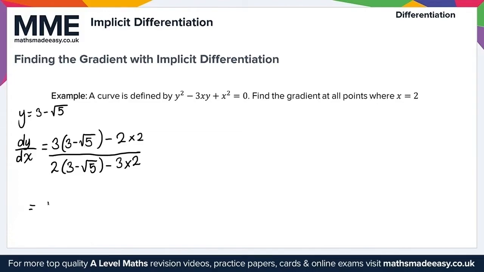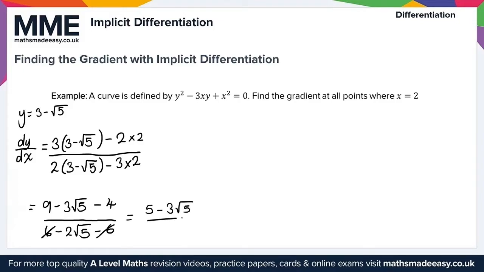Well, 3 times 3 is 9, and we get minus 3 root 5. We still get minus 4 here, and for the denominator, 2 times 3 is 6, and we get minus 2 root 5. And again, we get our minus 6 there. So straight away, again, the 6s will cancel in our denominator. We've got 9 minus 3 root 5 minus 4, so that's going to give me 5 minus 3 root 5 all over minus 2 root 5 here.